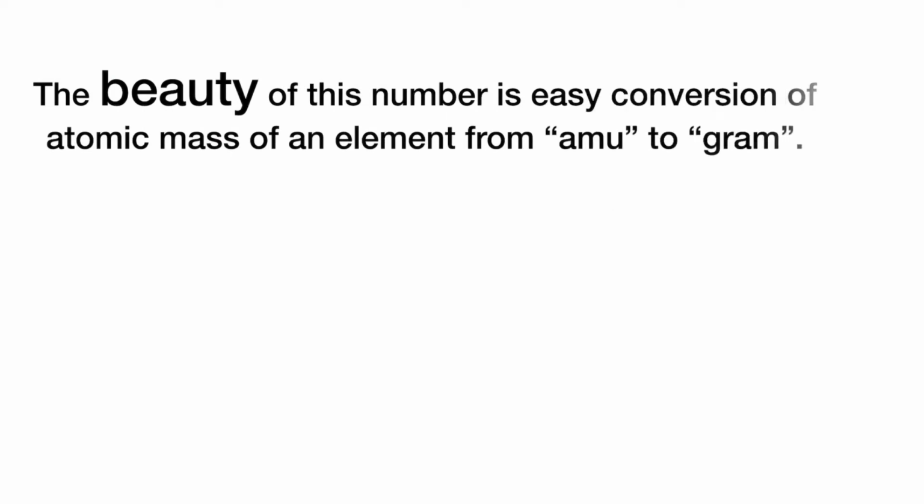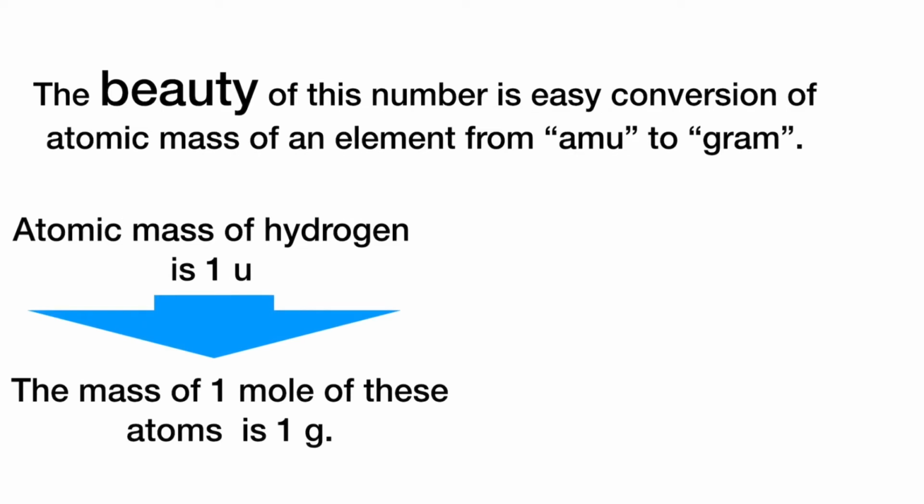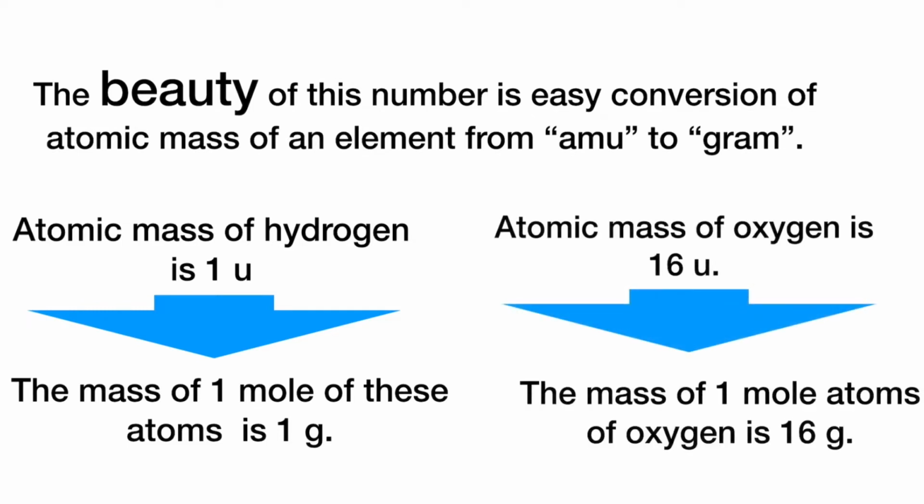atoms. The beauty of this number is easy conversion of atomic mass of an element from atomic mass unit to gram. For example, the atomic mass of hydrogen is 1 unit. The mass of 1 mole of these atoms is 1 gram. Similarly, the atomic mass of oxygen is 16 unit and the mass of 1 mole of atoms of oxygen is 16 gram.